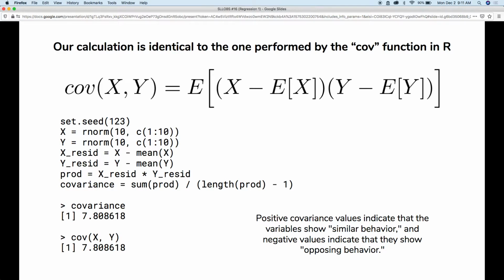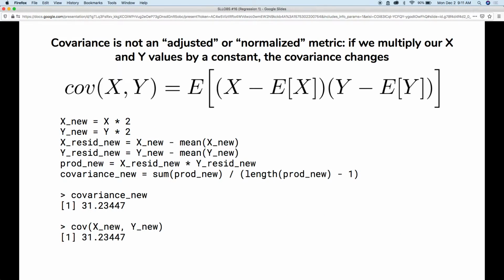And this is one of the issues with covariance. It's a very simple metric, and it allows us to really quickly tell whether there is covariance between two variables. But the magnitude of the covariance, the actual value that's returned, is not really all that informative. This is primarily because covariance is an unadjusted, unnormalized metric, meaning that it's very sensitive to, and entirely dependent on, the magnitude of the x and y variables that we send into it.